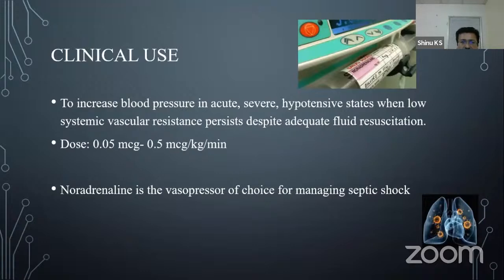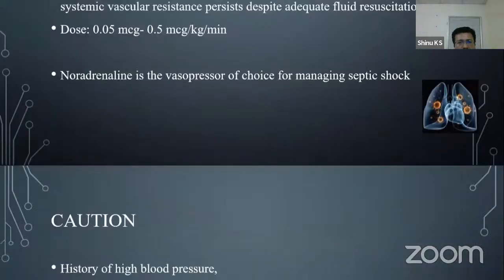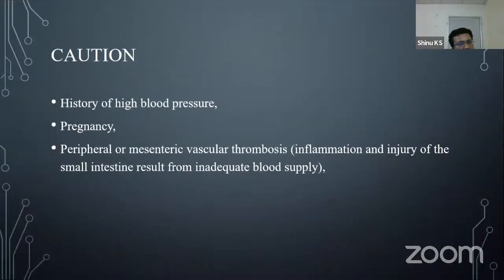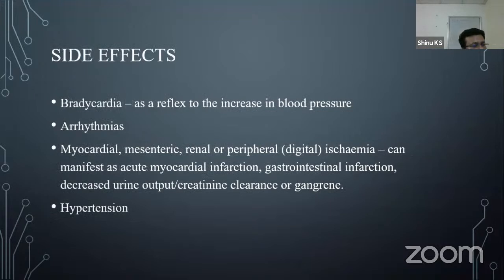Noradrenaline is the vasopressor of choice for managing septic shock. Extreme caution should be taken with patients having high blood pressure, in pregnancy, and in patients with peripheral or mesenteric vascular thrombosis, as inflammation or injury of the small intestine results from inadequate blood supply. Side effects: it produces reflex bradycardia, arrhythmia, myocardial, mesenteric, renal, and peripheral ischemia, and hypertension.